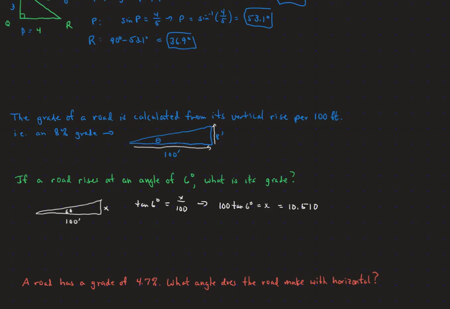So that is going to make the grade, so that 10.510 over 100 is going to be a 10.51% grade. Okay? All right, let's see what else we can do.